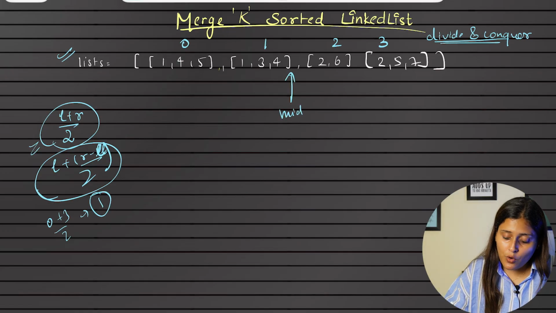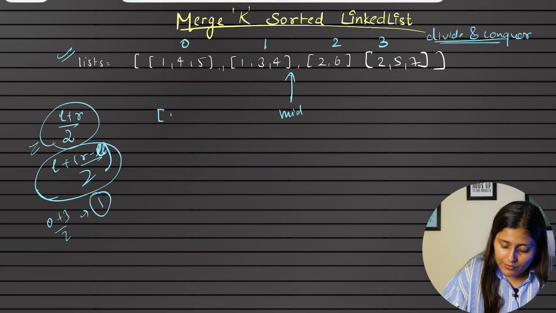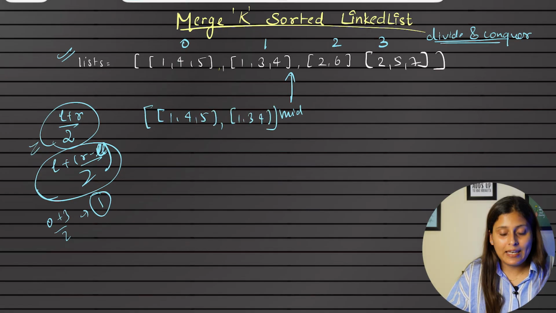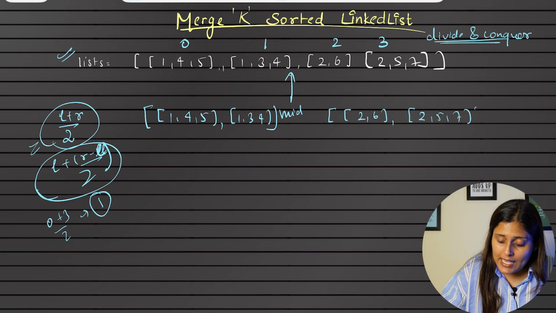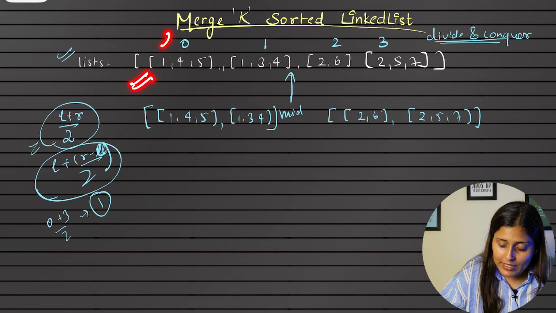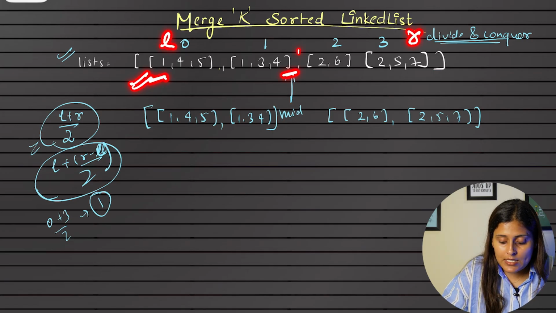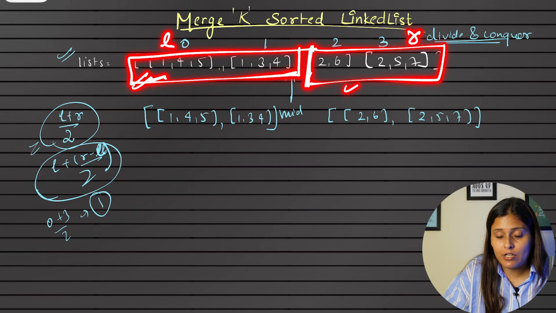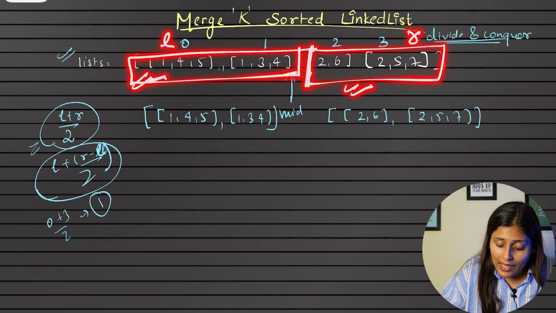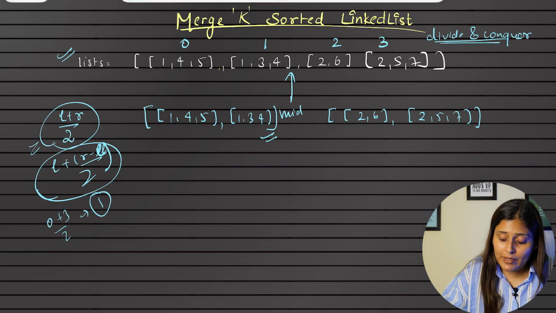So what I am saying, towards the left, let's send 1, 4, 5 and 1, 3, 4. That's it, towards the left list. And towards the right list, 2, 6, 2, 5, 7. This was our left and this was our right, right? So from left to mid, this is our left half, and from mid plus 1 to right, this is our right half. Correct? Now we will again break this. Why? Because it is not sorted. So we will divide this further.